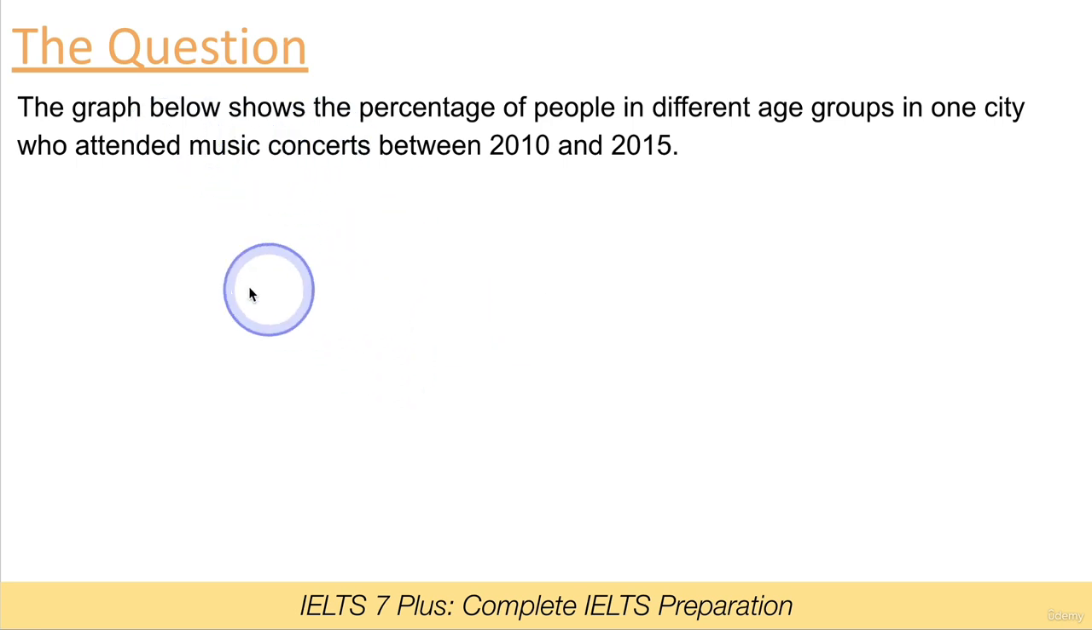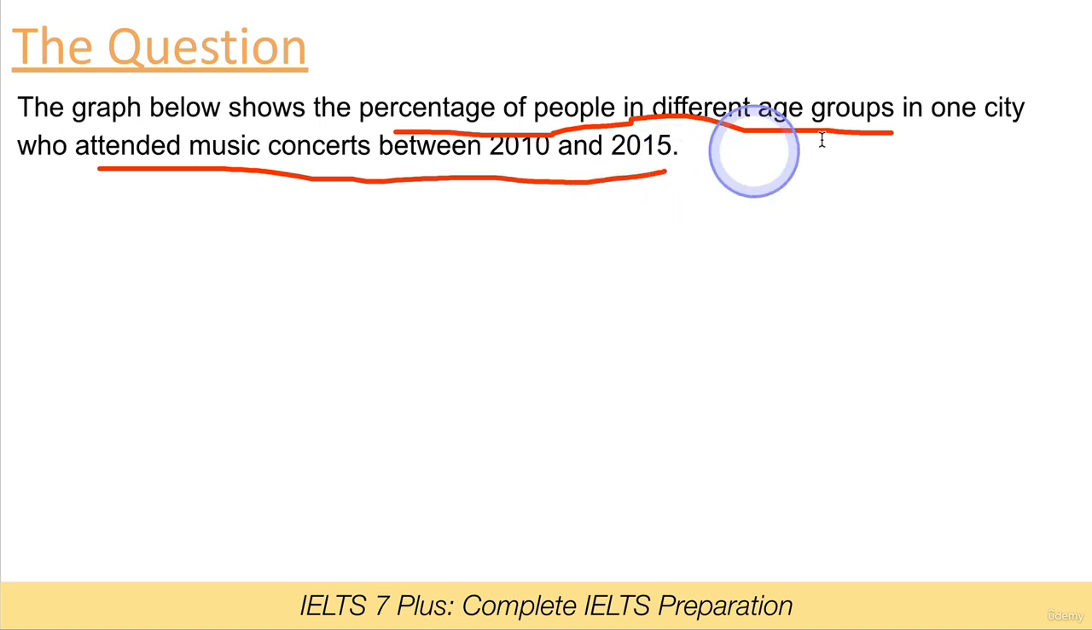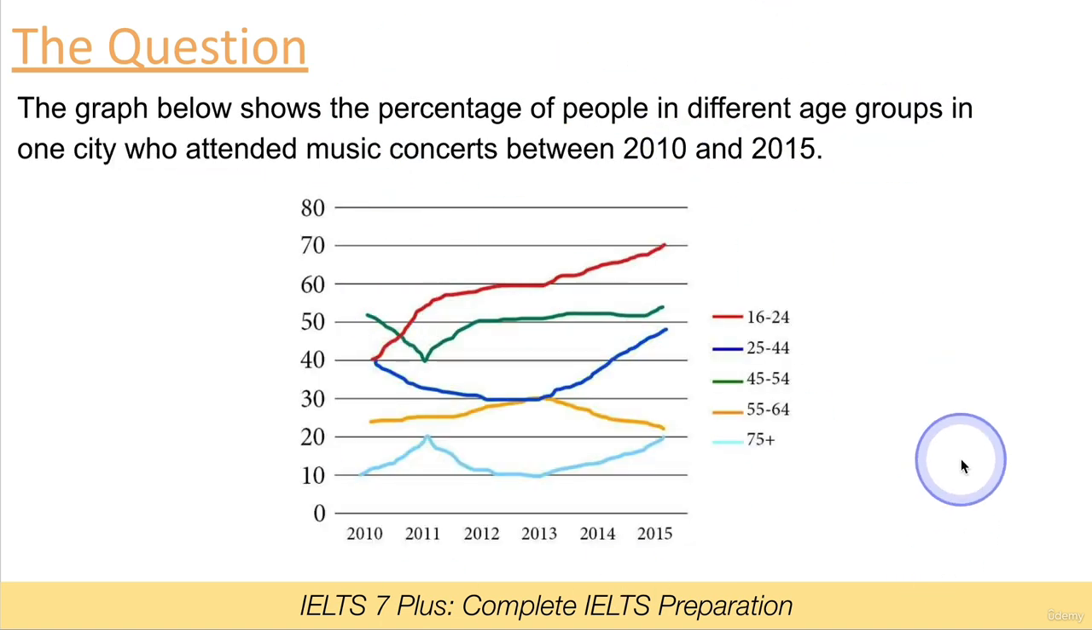In this question, we're being told what's happening. So we are focusing on the percentage of people in different age groups who attended music concerts. And these are the two years, 2010 and 2015. Okay, so when we bring in the data, we can see this in a bit more detail. Along the x-axis, we have the years, 2010 to 2015. Along the y-axis, we have the percentage of people, so 0 to 80, who attended music concerts per year.